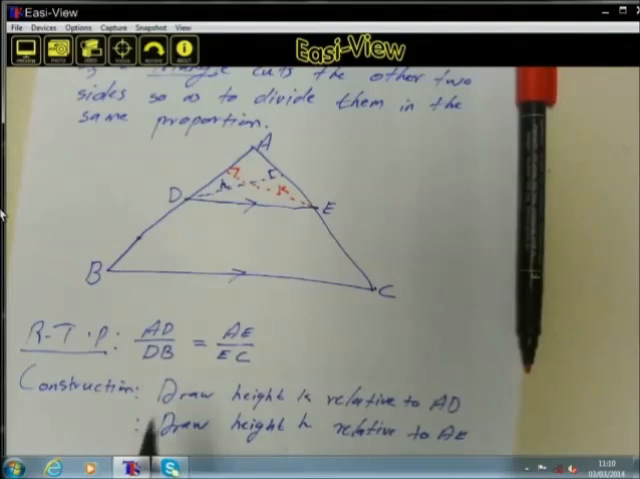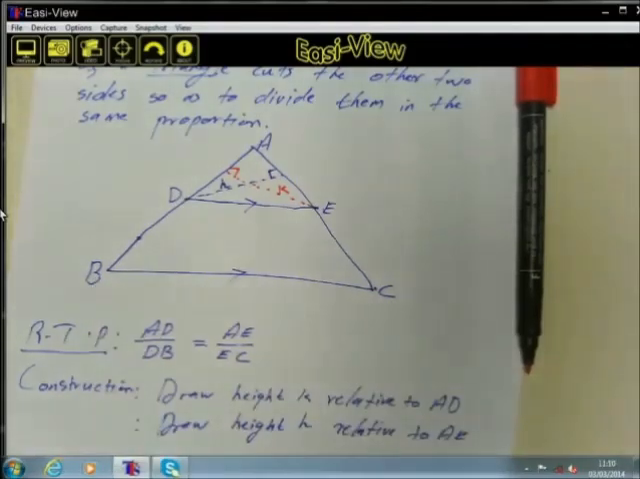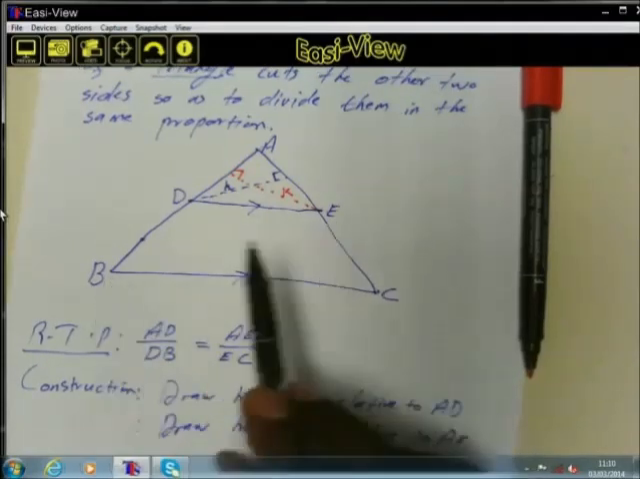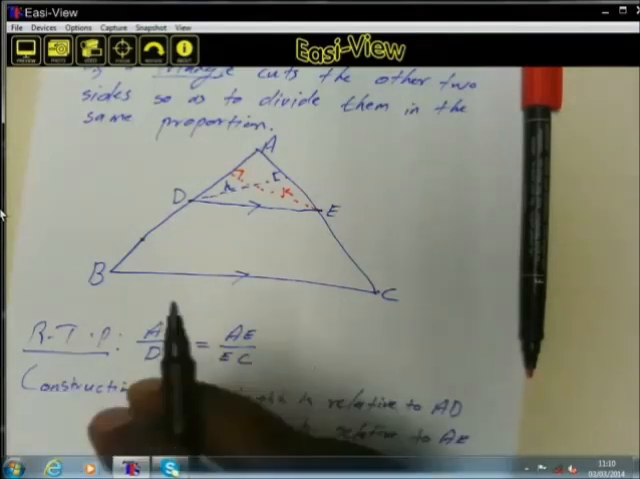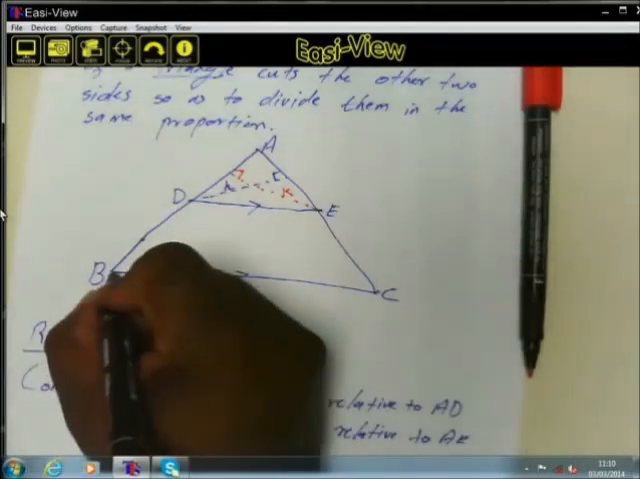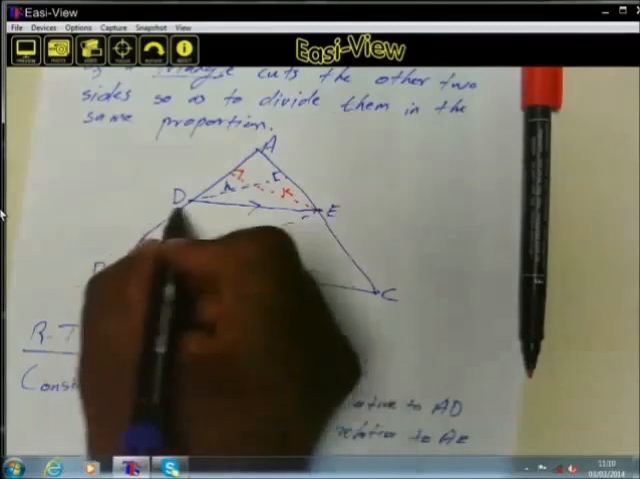And then let's join DC and BE so that we can talk of the areas of triangles which lie between two parallel lines. Let's join BE and DC with the aid of a ruler. You join.